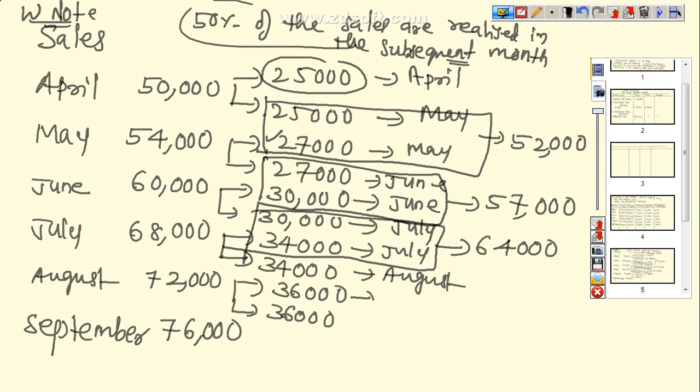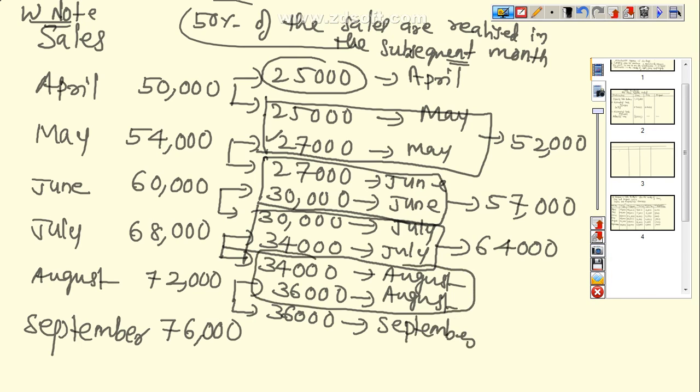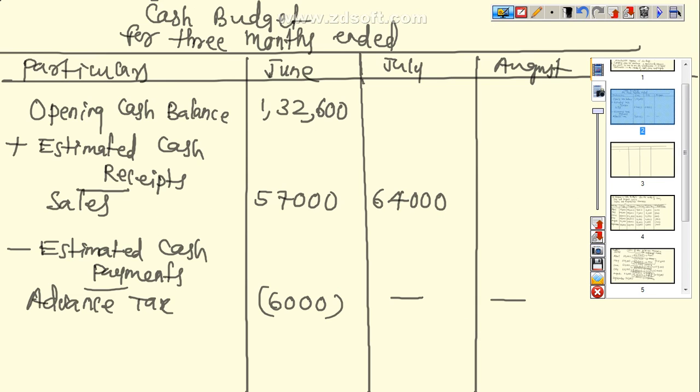This amount we pay in the same month, that is August, and this amount we pay in the subsequent month, that is September. Now, how much do we have to pay in the month of August? That is equal to 34,000 plus 36,000, that is equal to 70,000. So we write it here, 70,000. Further calculation is not necessary because we have to prepare the budget for June, July and August.